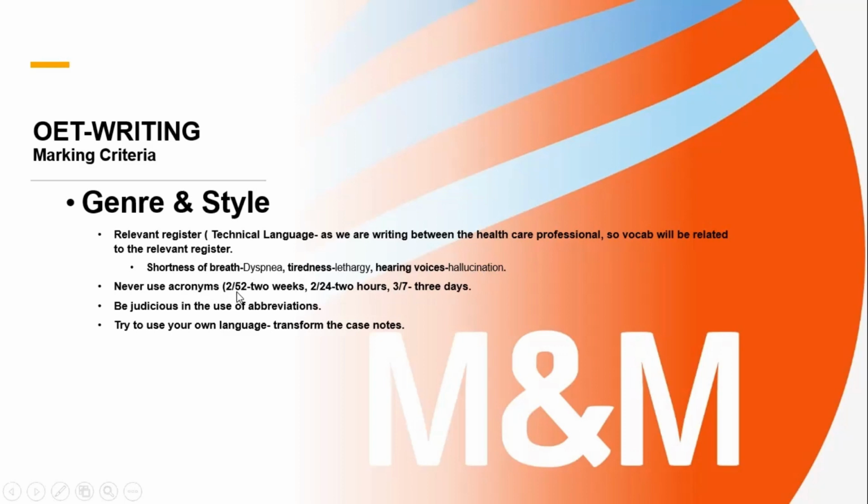For example, they may have written 2 by 52, which means 2 weeks, 2 by 24 means 2 hours, 3 by 7 means 3 days, and accordingly we can choose. Let's say 2 by 12 means 2 months, and similarly abbreviations. Let's say FBE, and so on: full blood examination. You should be judicious in the use of abbreviations. You should not over- or under-use abbreviations in your letter. Try to use your own language by transforming the case notes. Do not use the same words that have been given in the case notes, but be critical while transforming. Make sure that you do not change the meaning.